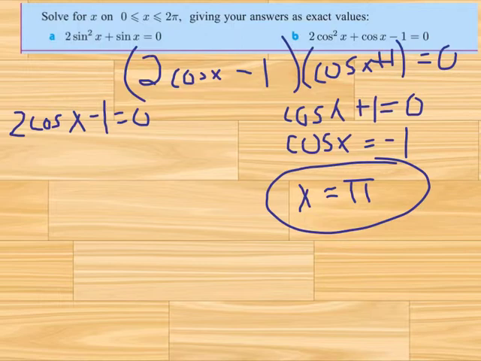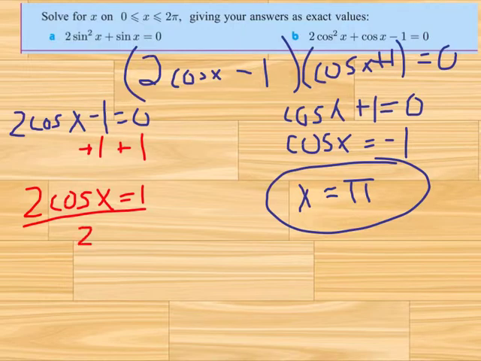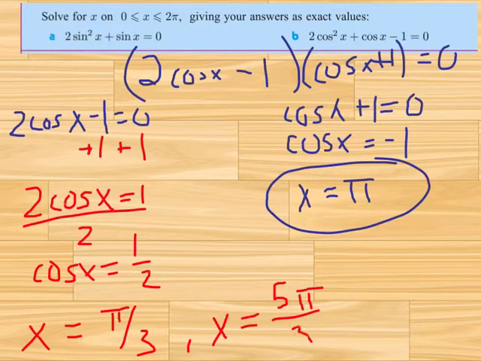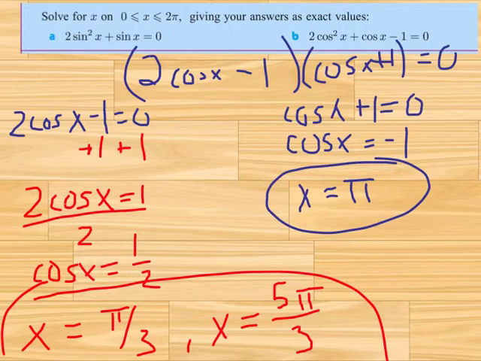We now have our second mini equation to solve. We add 1. Divide by 2. Cosine x equals 1/2. Within 0 to 2 pi, where does that happen? Well, it happens when x is pi over 3, or when x equals 5 pi over 3. Quadrant 1 and quadrant 4, we have 3 solutions to this quadratic trigonometric equation.